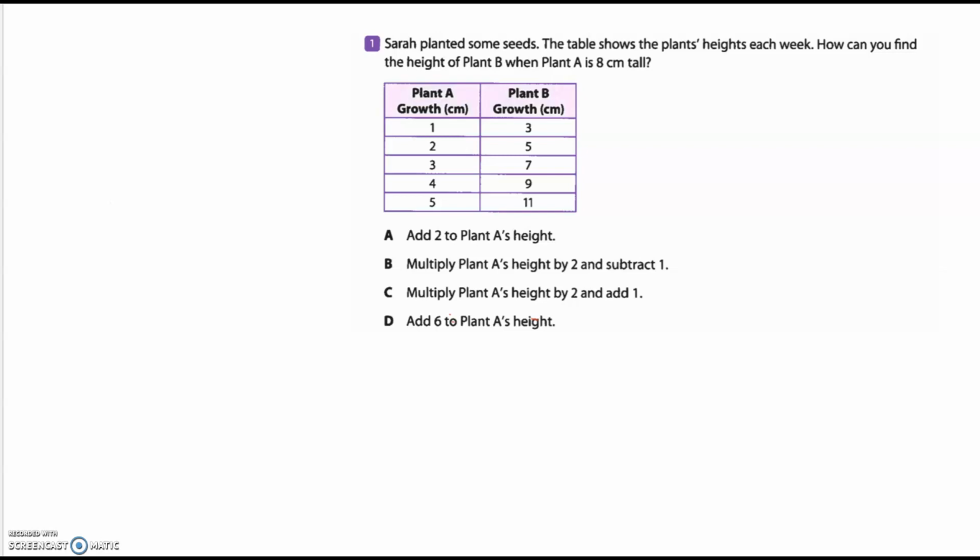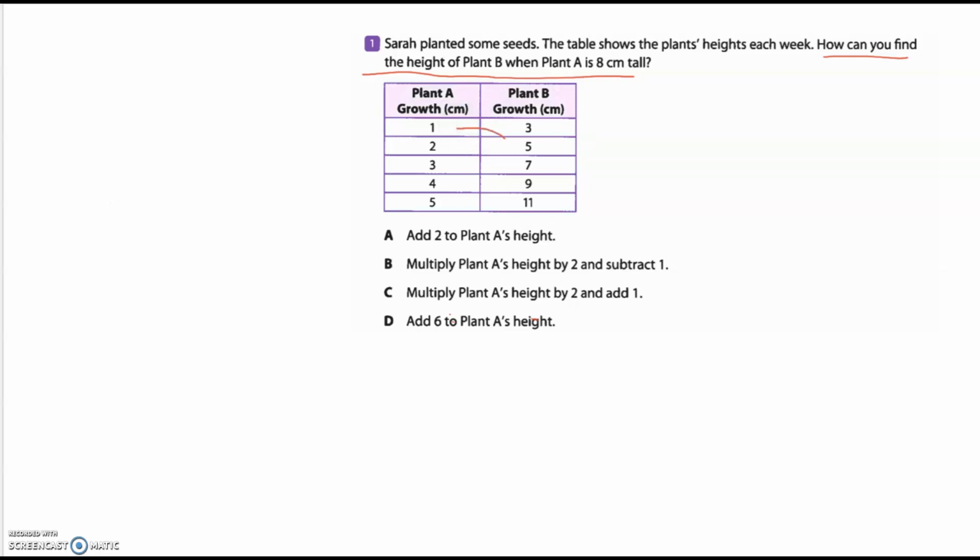Sarah planted some seeds. The table shows the plant's heights each week. How can you find the height of plant B when plant A is 8 centimeters tall? As you can see, we don't really need to. Here's our question that we're trying to answer. How can we find the height of plant B when plant A is 8? You can see that plant A never gets to 8.